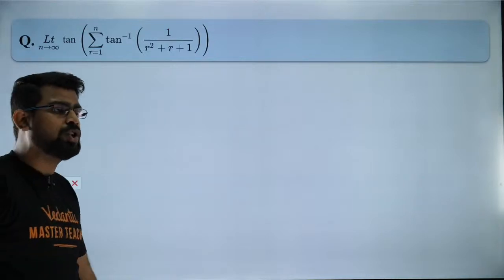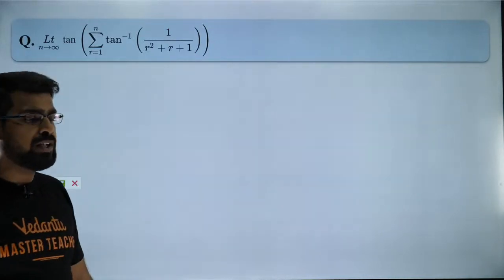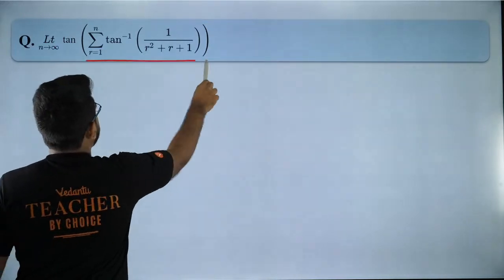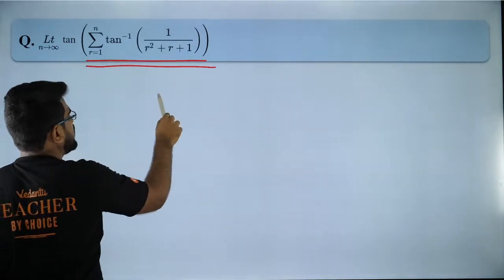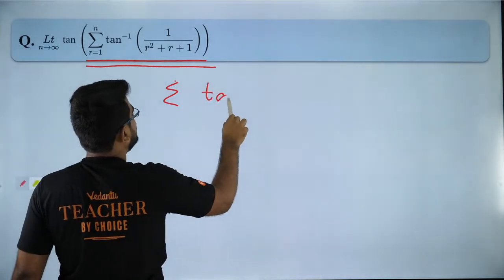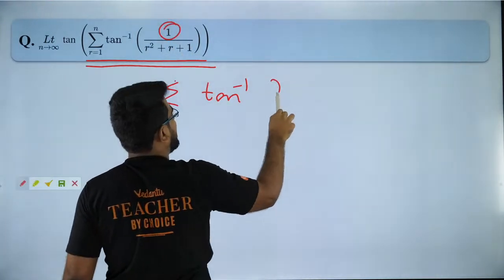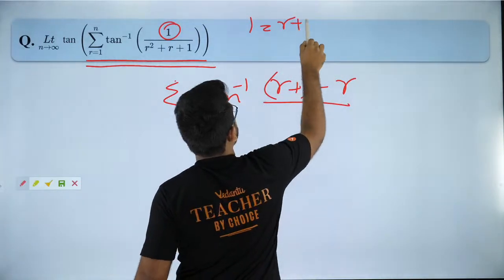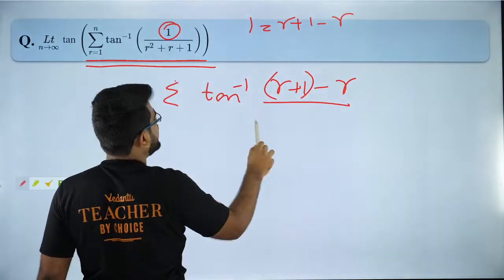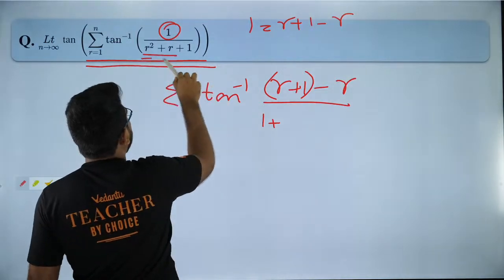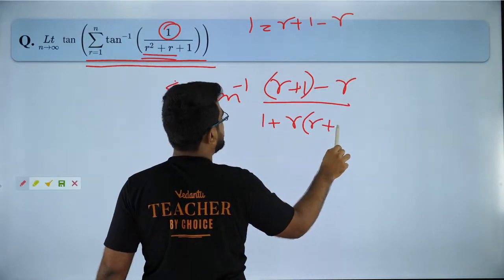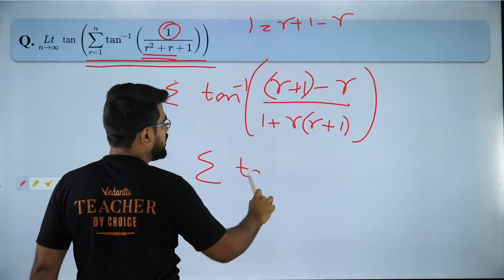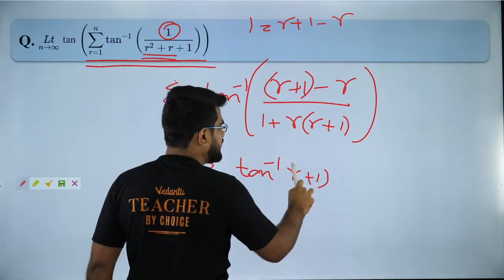This is a question based on your inverse trigonometric function and it was based on your method of differences. So guys, let's try to solve the inside part. The inside part is Sigma tan inverse of the numerator 1, I will write it as r plus 1 minus r. 1 is equal to r plus 1 minus r. And denominator, I will write it as 1 plus, I will take r common from here, so it will be r into r plus 1. Can you see something beautiful happening here? Can I write this as tan inverse of r plus 1 minus tan inverse of r?